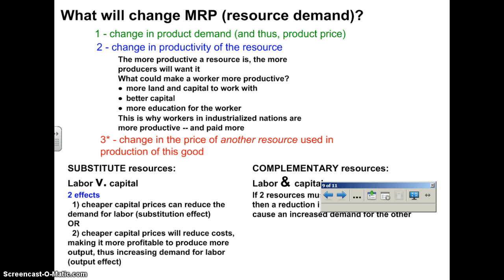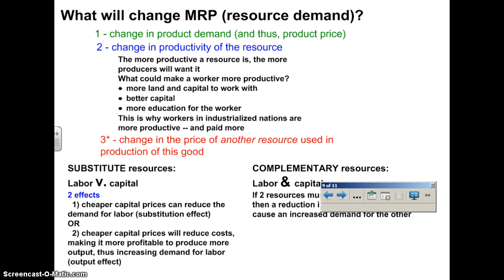The second factor that could change resource demand would be a change in the productivity of the resource. So back to the first slide when we talked about Angie, if she could produce more t-shirts, then her MRP would be higher. And if that were true for all workers, then there would actually be demand for more workers.